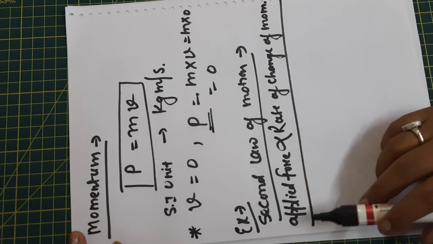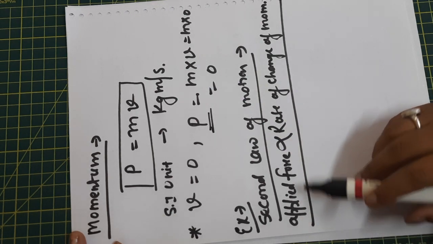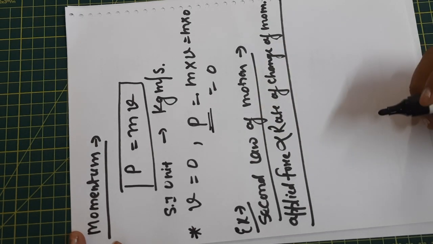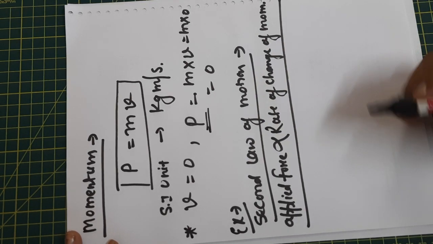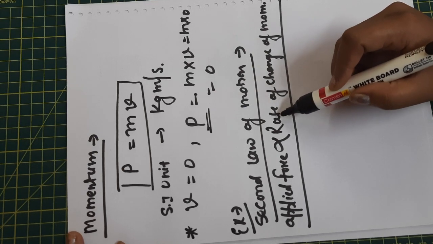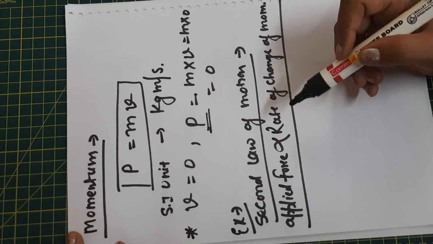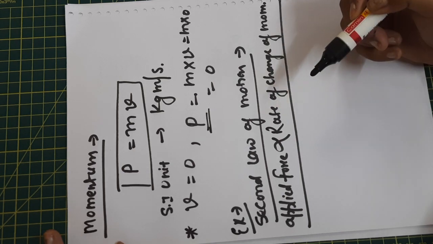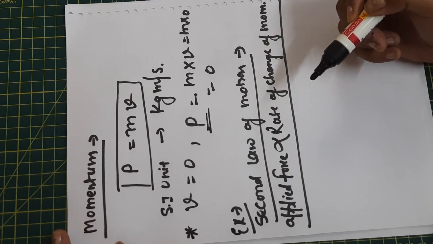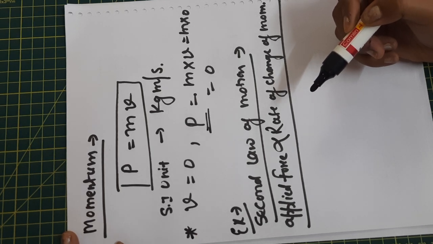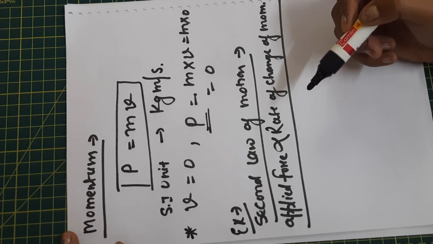The rate of change of momentum is always directly proportional to the applied force, or we can say the applied force is directly proportional to the rate of change of momentum. Right? So how will we get it? Very first thing, we have two terms, rate of change of momentum. When we calculate the rate of any physical quantity, that is the ratio of that quantity with time. That means if we divide any quantity by time, that gives us the rate of that quantity, right?